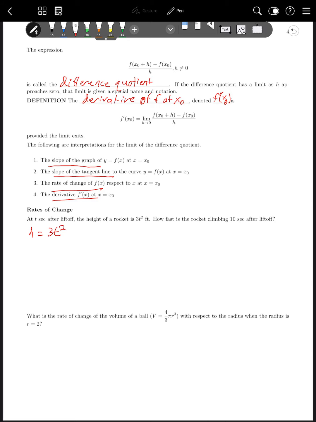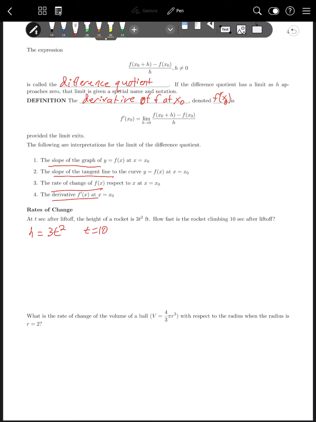Well, how fast something is going is the same as the rate at which its height is changing, right? Its position is changing. So if I want to find this answer, what I need to do is find the derivative. I need to find the rate of change at time t. So what we're going to do is let t equal 10, and do the same thing we've been doing on the previous pages. We want to find this function.